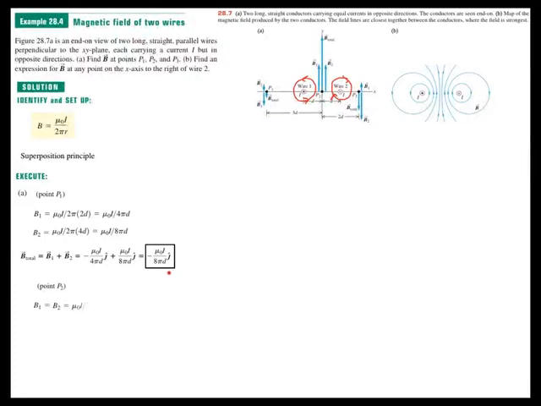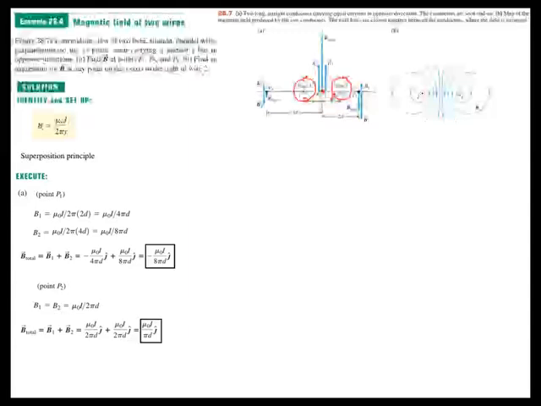At the origin, the two magnetic fields have the same magnitude, and in fact, the sense of flow of the magnetic field is the same at the origin. They both point straight up, and so the total magnetic field is equal to mu naught I over pi d at the origin, pointing in the positive j hat direction. So the two fields simply add there.